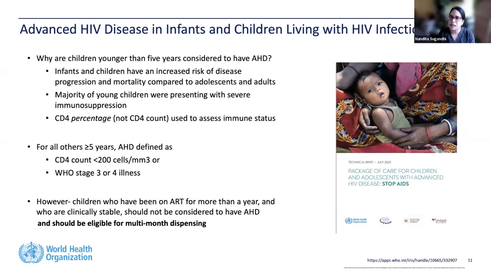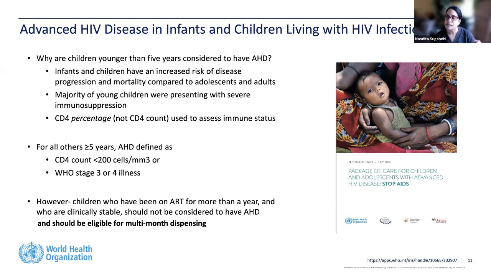And it's not necessarily because all children have severe immunosuppression. We know that many of them have faster disease progression and increased rates of mortality compared to adolescents and adults. And at the time, and even now, we are still finding children quite late. We're not identifying them early enough. So the majority of young children are presenting with severe immunosuppression. And then lastly, we are defining advanced HIV disease in terms of CD4 count. And for those of us who are pediatricians, we know that the immune system in children is a little different than what it is in adults.